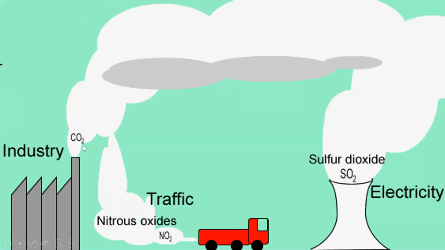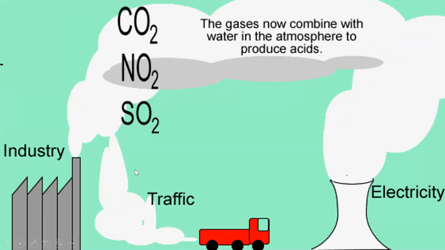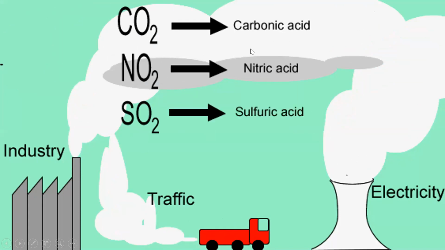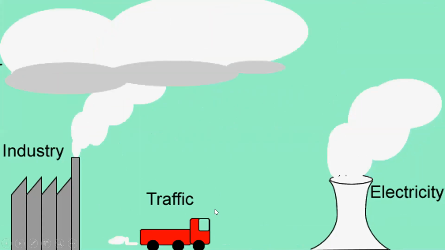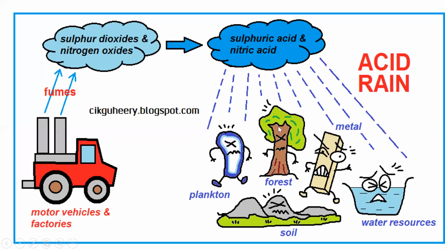So that's what happens. The gases will be emitted when we burn the fossil fuel, whether in cars or in factories. Those gases will turn into an acid. These acids will fall down onto earth through the raindrops. This is the impact of the acid rain.